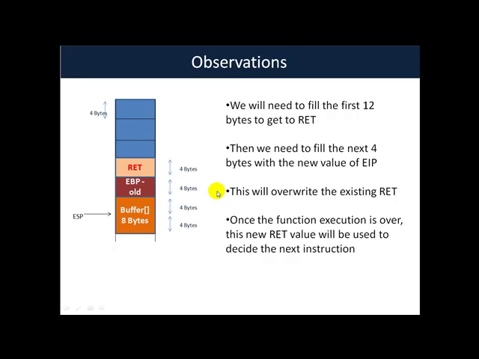Hello all, welcome to part 2 of the buffer overflow primer video series. In part 1, we had seen how it is possible to override the return address on the stack and control the EIP. In this video, we will look at how we can create executable code which can be placed onto the stack. So without further ado, let's go ahead to the next slide.